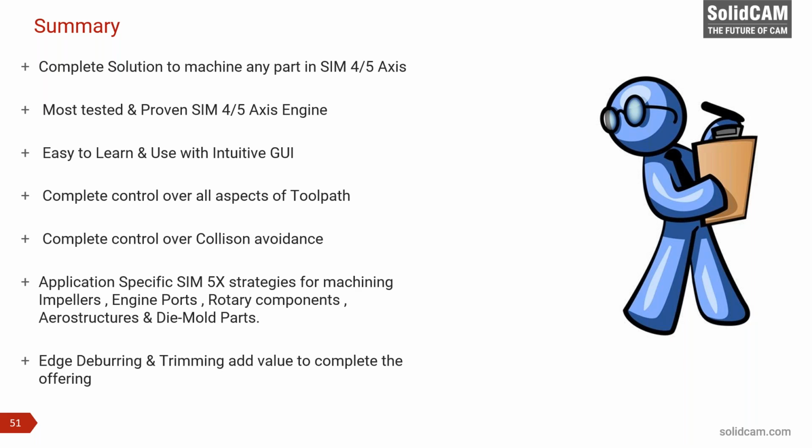With generic 4 and 5 axis, you can have complete control over collision avoidance. And in the application-based strategies, the collision avoidance is automated. So we have got application-specific strategies for machining impellers, ports, rotary components, aerostructures, and die mold paths. That's, when I say die mold, I'm basically talking here about the tilting. And then finally, in 2021, when we introduced edge deburring and trimming, they added value to our entire offering of 5-axis. So I believe we have completely covered the entire module structure of SolidCAM's 5-axis.